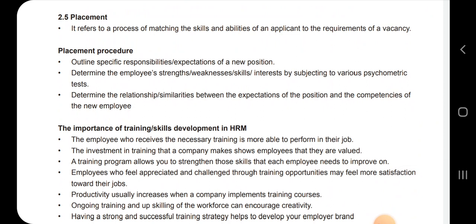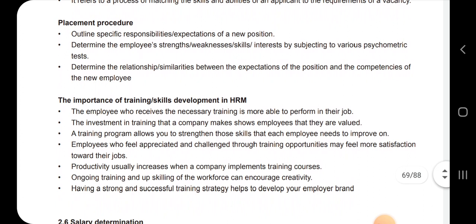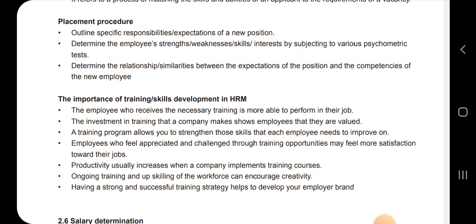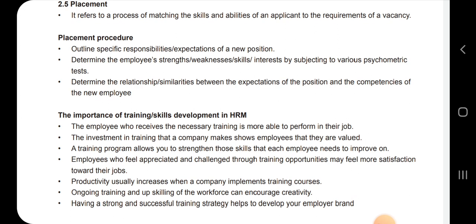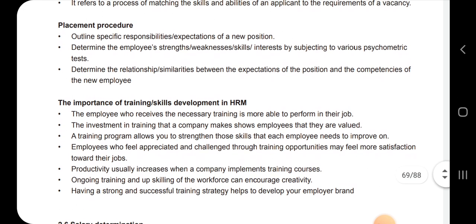Placement refers to a process of matching the skills and abilities of an applicant to the requirements of the vacancy. The procedure of placement is to outline specific responsibilities and expectations. So we need this person; how are we going to match them to what the vacancy requires? You determine the employee's strengths, weaknesses, skills and interests by subjecting them to various psychometric tests. You determine the similarities between the expectations of the position and the competence of the new employee, to see if they will be able to fit in the new role.